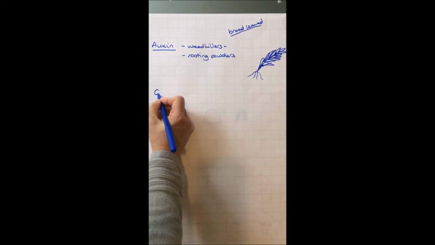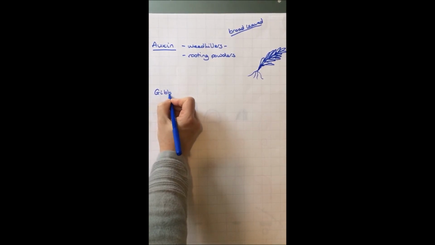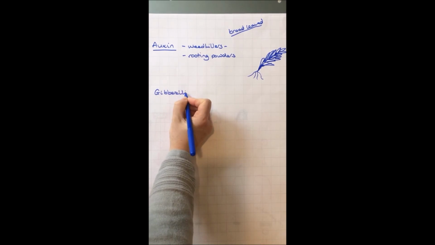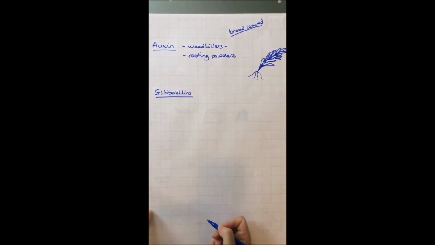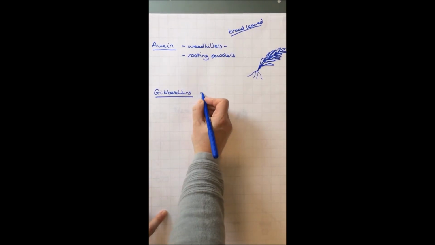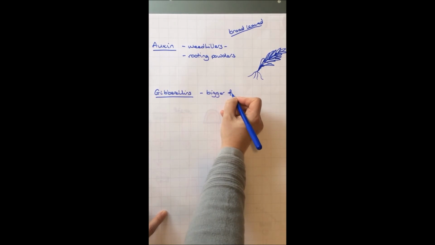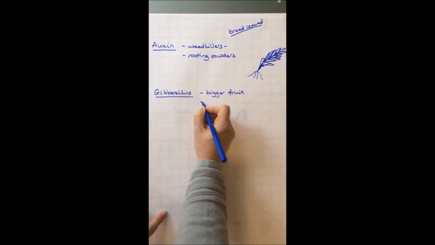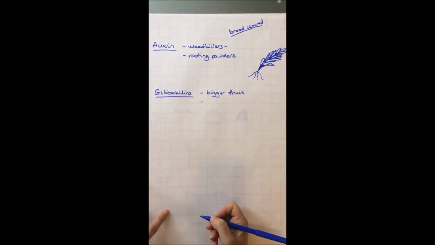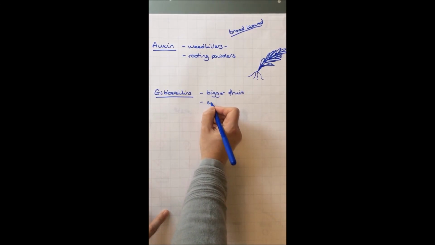The other hormone that we looked at earlier was gibberellins. Gibberellins are used in 3 different ways. We use them to grow bigger fruit. Fruit farmers may spray gibberellins onto their plants, and the fruits grown will be bigger. In some instances, they can also be used to make seedless fruits.